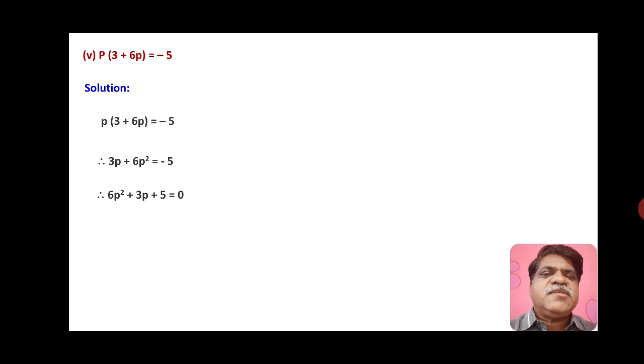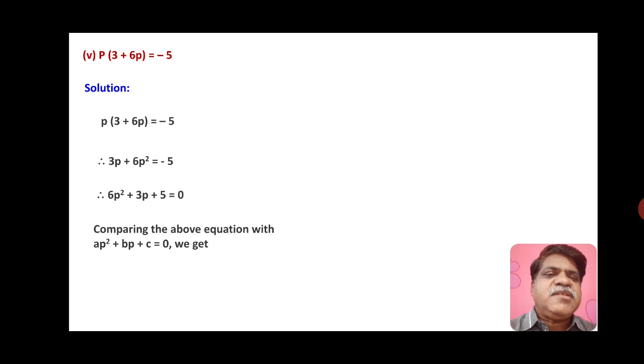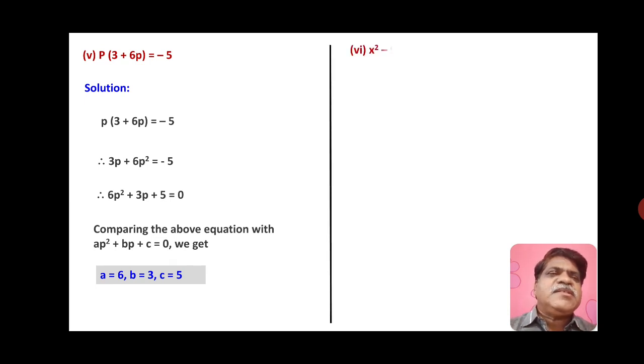Therefore, next step is 6p square plus 3p plus 5 is equal to 0. Comparing this equation with ap square plus bp plus c is equal to 0, we will get that a is equal to 6, b is equal to 3 and c is equal to 5. Let us consider the next problem.